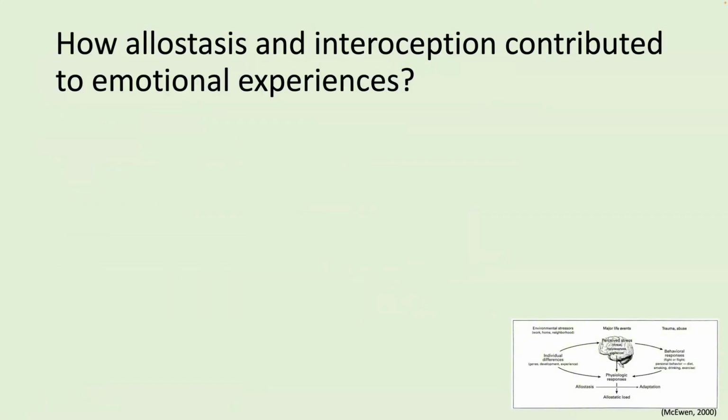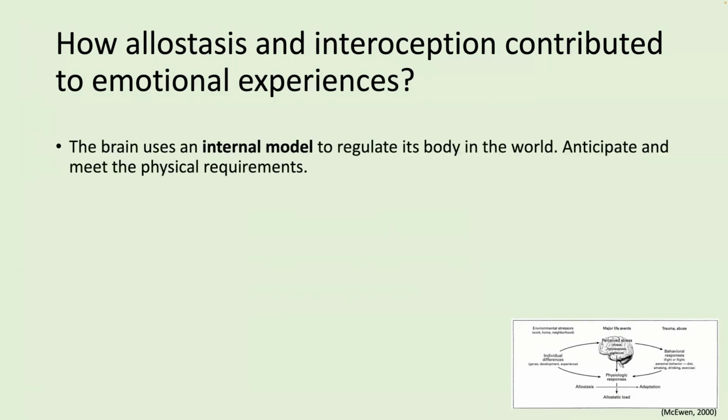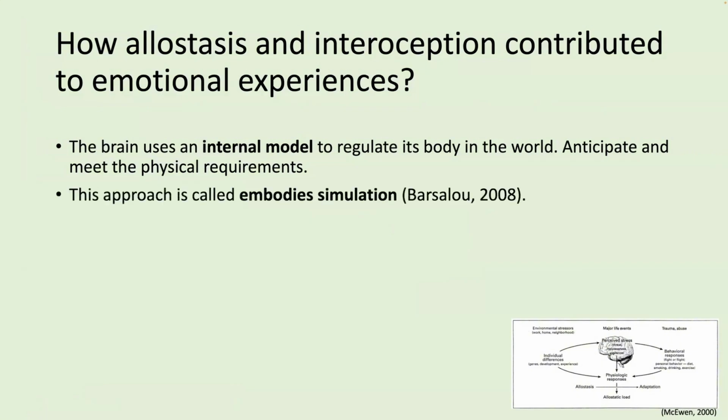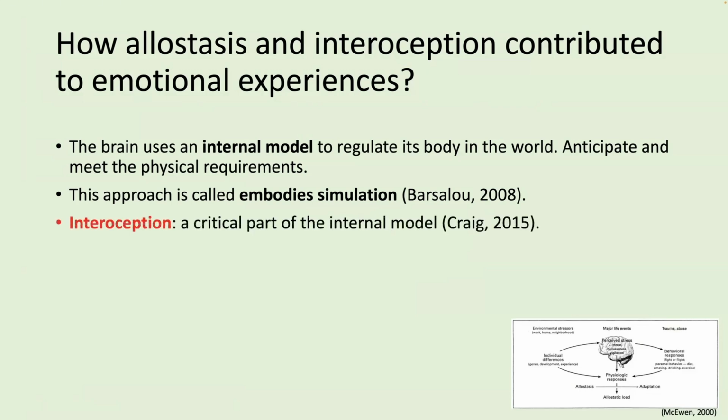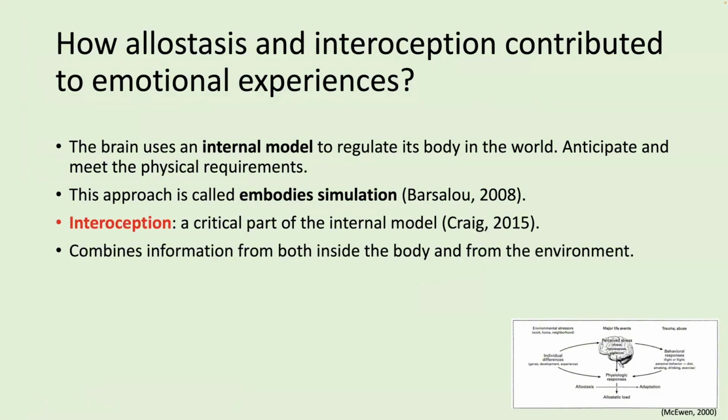How do allostasis and interoception contribute to emotional experience? This is because the brain uses an internal model, which is like having a detailed map of both the body and its environment. This approach is called embodied simulation, where the brain anticipates and meets the body's physical requirements effectively. A critical part of this internal model is interoception. It combines information from both inside the body and from the environment. This is important for basic emotion feelings and overall consciousness.